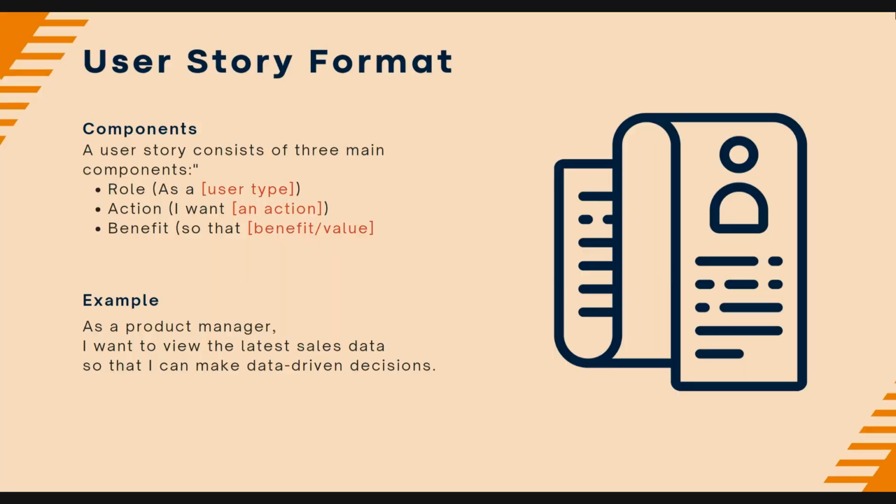So a user story has a format, which we can also call components. So what are the components? Role, which is who is writing the user story, or whose perspective we are considering while writing the user story, and then what is the action we are taking and what is the benefit we are getting. Role: as a user, as a customer. Action: I want to reset my password, I want to open a file, I want to print a file, I want to delete a record, like that. And benefit: what is the benefit we are getting out of it?